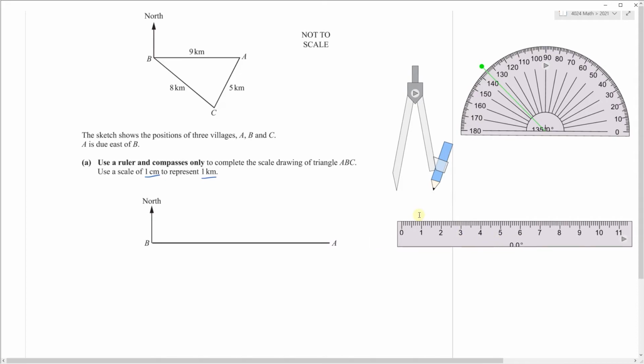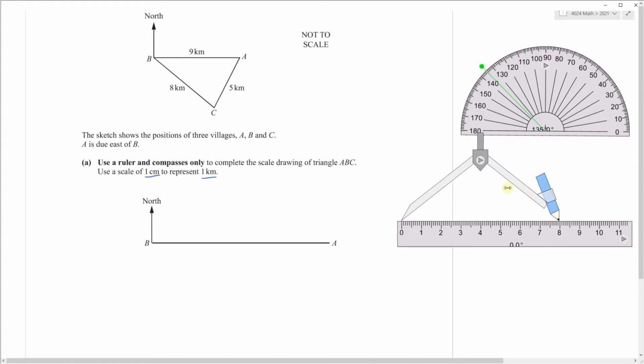Now we have to find the position of C. So we can use our compass. So we know that the distance between B and C is 8 kilometer. So I'll use my compass here and open it till 8 centimeter.